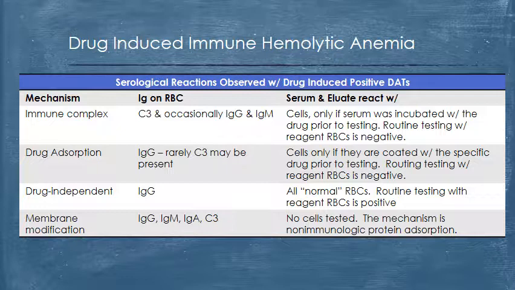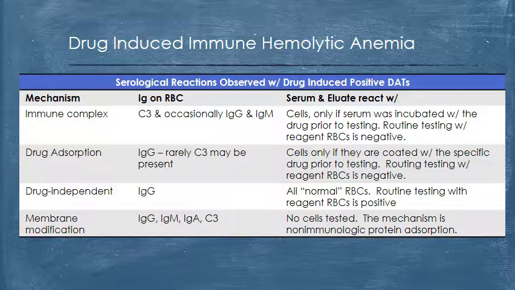What do you find on the red cells? Well, and what does the serum and the eluate react with? If it's an immune complex situation, usually you'll have C3 complement as well as an occasional antibody binding the red cells. And the serum and the eluate will react with cells only if the serum was incubated with the drug prior to testing.